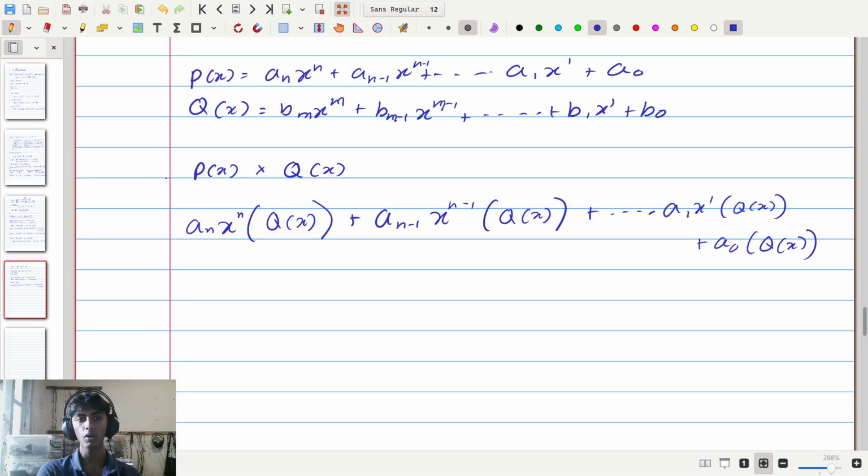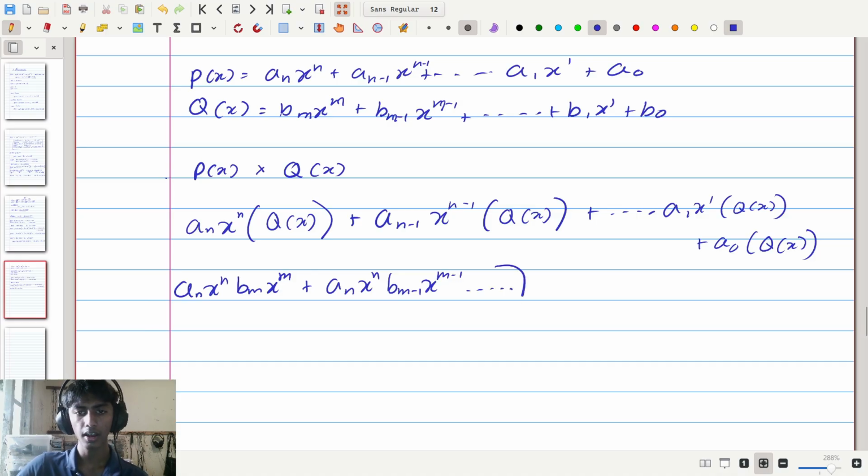We have to compute all of this, and then q(x) itself is also another sum. So we can distribute this multiplied number across the entire sum. And what we get then is a sub n x to the n times every single term in q(x). So I'll write the first one for now. First one is b sub m x to the m, and then we have a sub n x to the n times the next term, which is b sub m minus 1 x to the m minus 1. We have a bunch of these until we end with all of the terms from the first one.